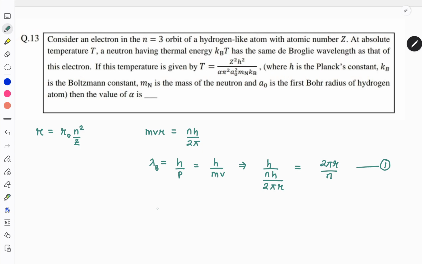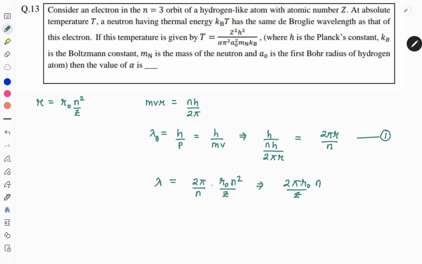So this is going to serve as the first equation for this problem. Lambda de Broglie for this electron, if we put r as r0 n square by Z, gives 2 pi by n times r0 n square by Z, and the value we obtain is 2 pi r0 n by Z. This is the wavelength corresponding to the electron.